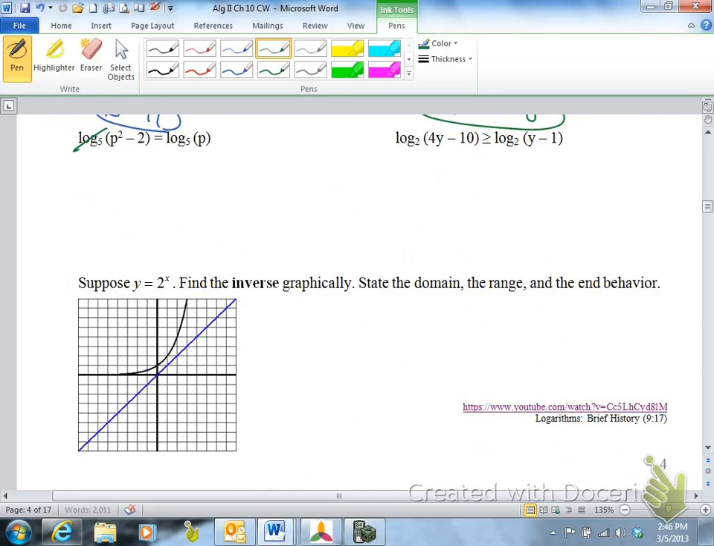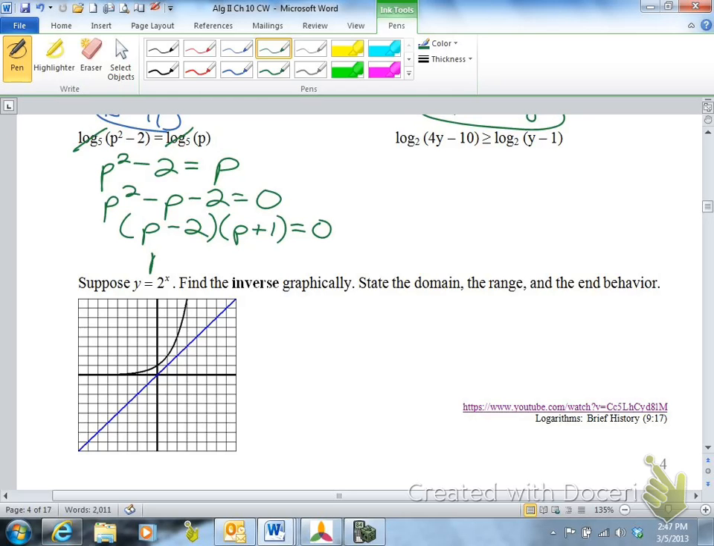So you have log base 5, you can cancel them. You have p squared minus 2 equals p. And to solve that, since you have multiple variables, you want to put the variables on one side. You have p squared minus p minus 2 equals 0. And you factor: p minus 2, p plus 1 equals 0. You get 2 answers, 2 and negative 1.